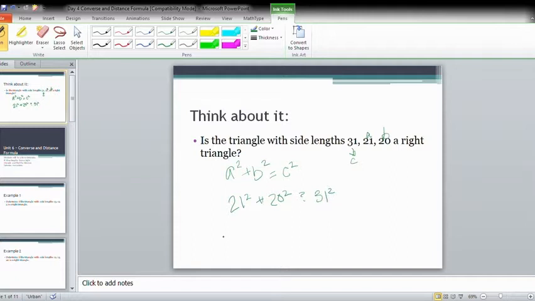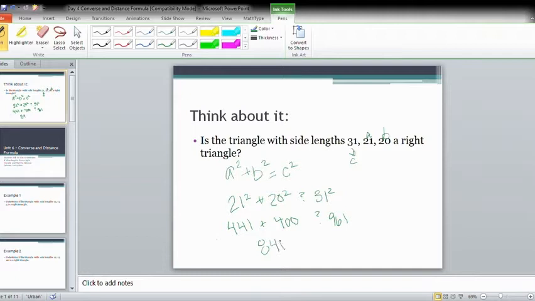So let's do some quick math. 21 squared is equal to 441, plus 20 squared, which is equal to 400. And what is 31 squared? I got 961. So 441 plus 400 is 841.